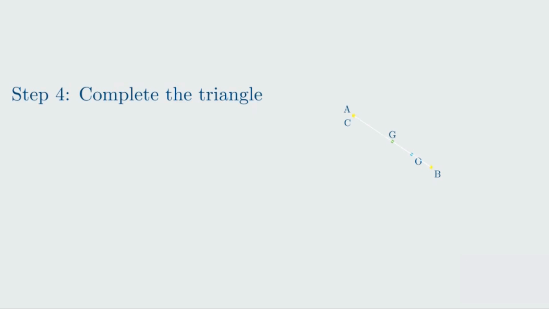Let's do a quick check to make sure our construction is correct. Let's find the centroid of our new triangle. We'll draw the median from B to side AC. By drawing the median from B to the midpoint of AC, we find that it passes directly through our original centroid G. This confirms that our construction is accurate.